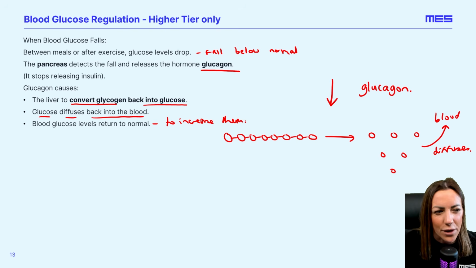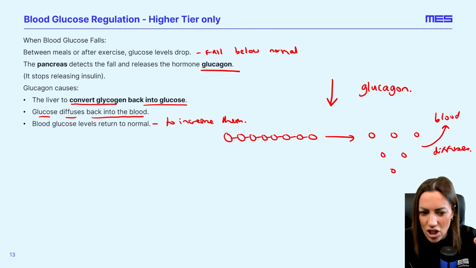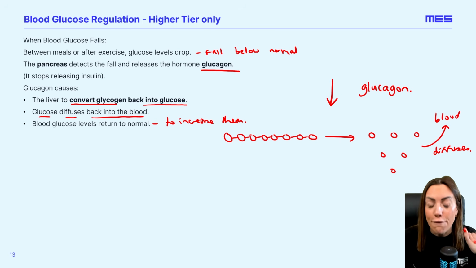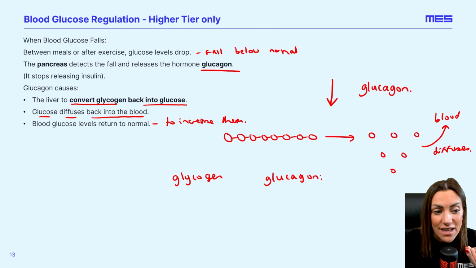Okay, quite a lot to learn for this topic, but make sure you've got your hormones right. So if blood glucose levels rise, the pancreas releases insulin. If blood glucose levels fall, the pancreas releases glucagon. Something else I will say here is these words are very, very similar looking, but they are very different things.